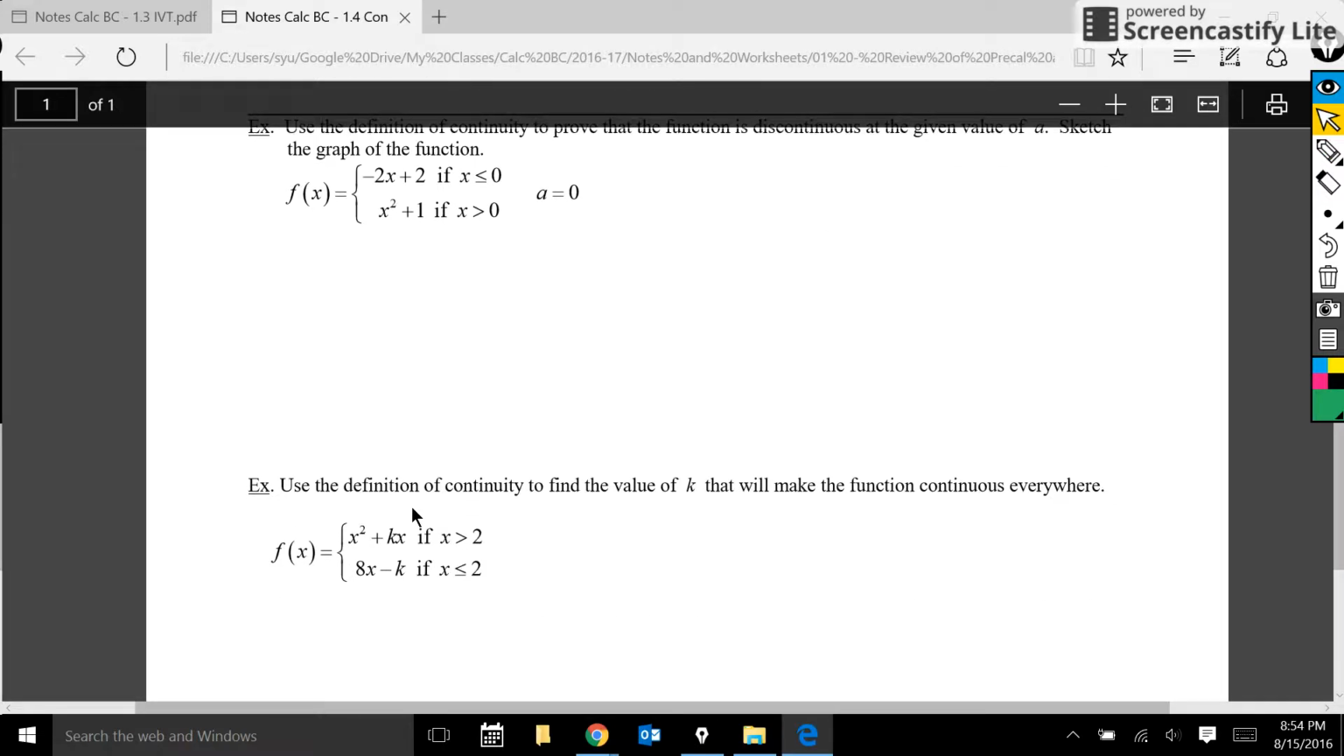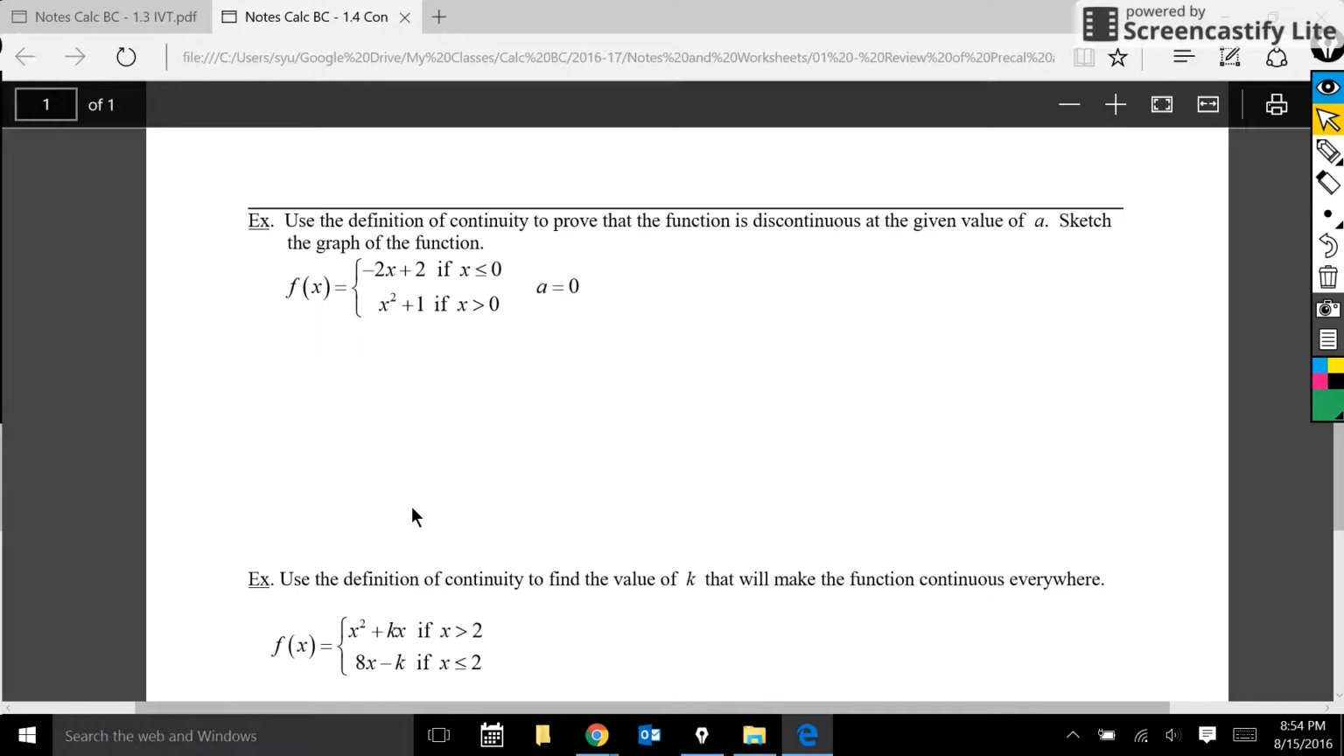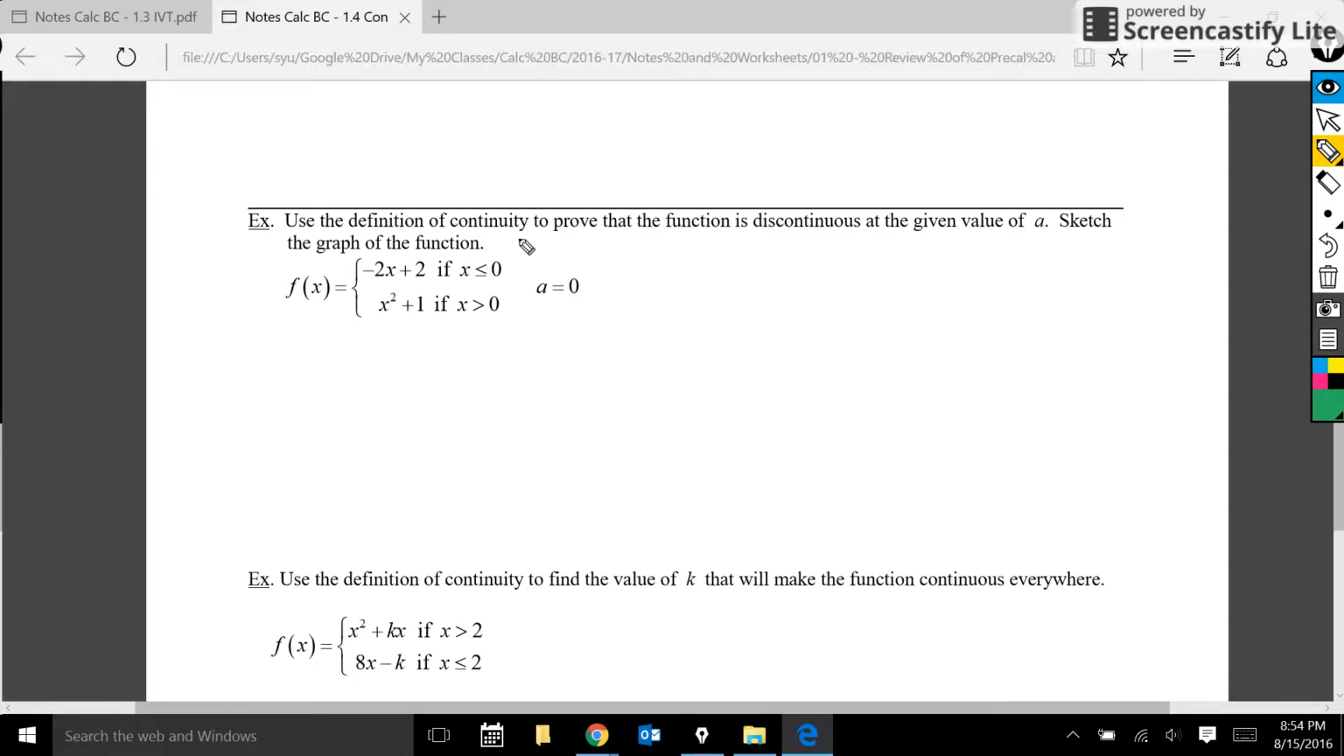All right, let's do another one. So again, I'm using the definition of continuity to prove that this is discontinuous at 0. All right, so let's run through it again. First, let's prove that the limit exists, and in order to do that, I've got to do the left and right-handed limits.